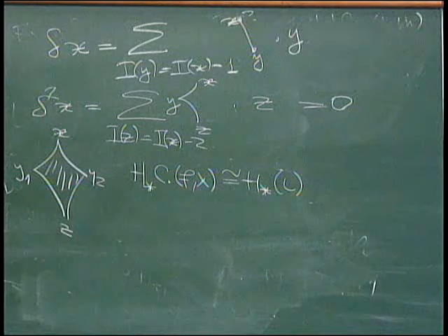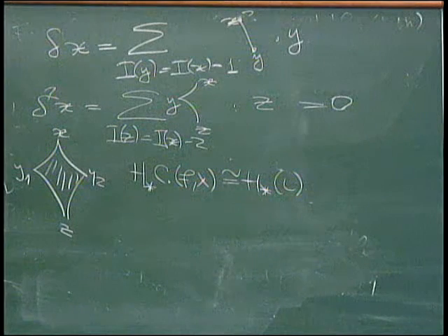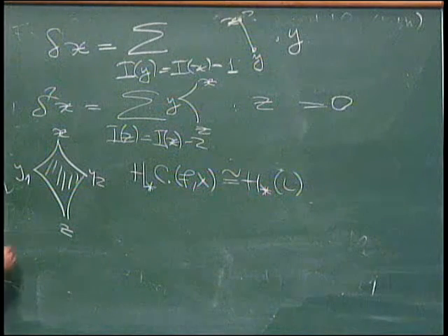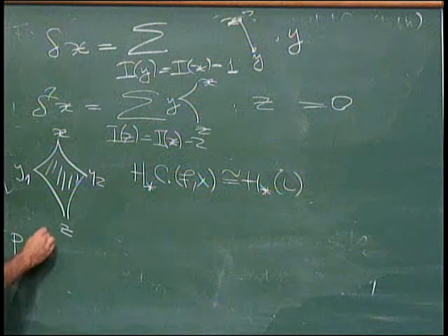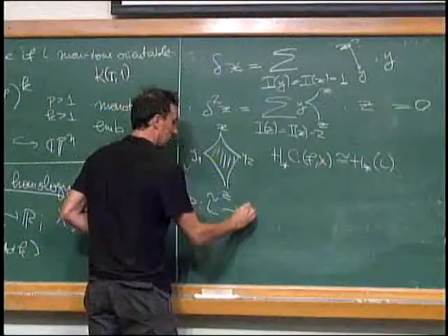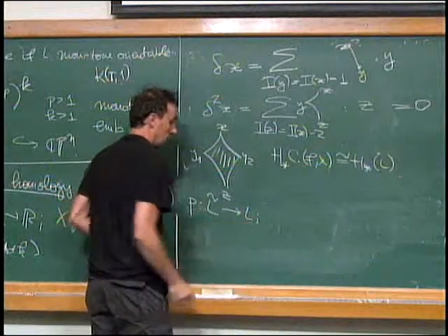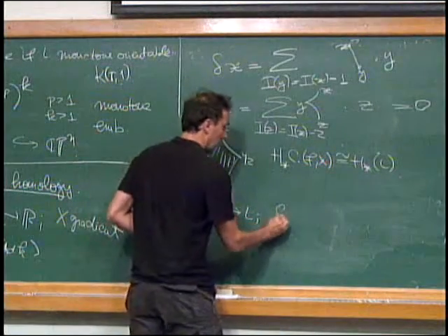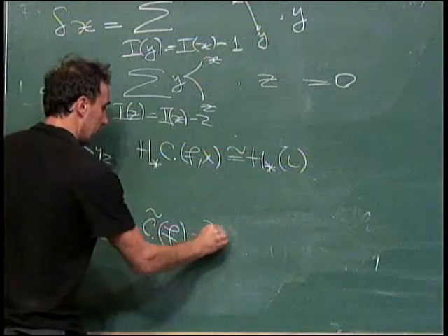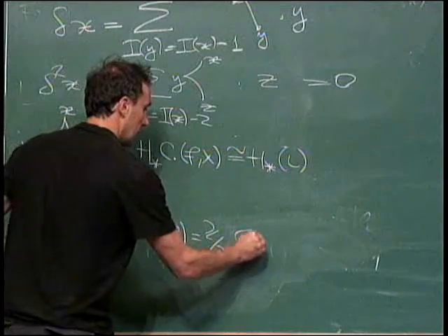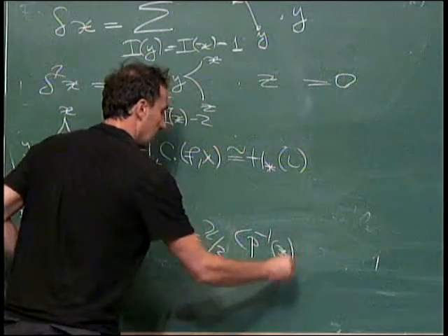Now, if you want to do the same thing on the universal cover, it's a natural construction. You take the universal cover, and you consider the complex, which is infinite dimensional, spanned by the fibers of critical points.